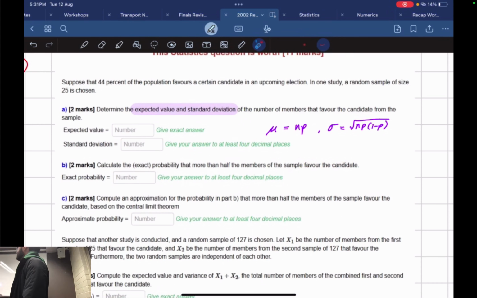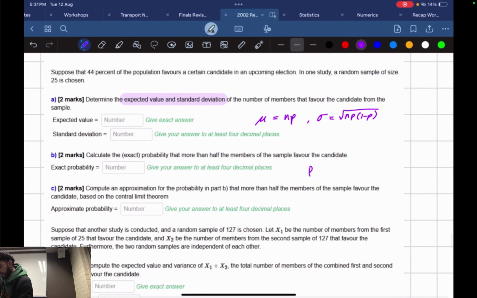Okay. So, calculate the exact probability that more than half of the members of the sample favor the candidates. Pretty much what we're trying to find is the probability that more than half of the members vote for the sample. However, we run into a bit of a problem. We can't have 0.5 of a person voting. So, round up, perfect. Because it's greater than 12.5, we can round it up to 13.